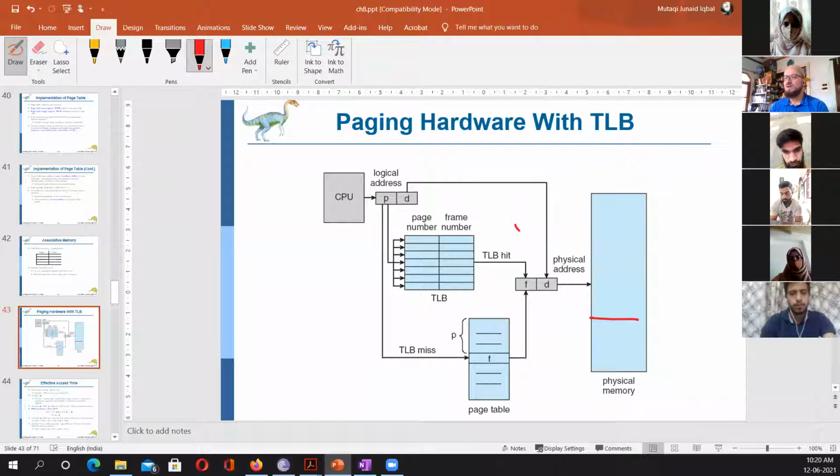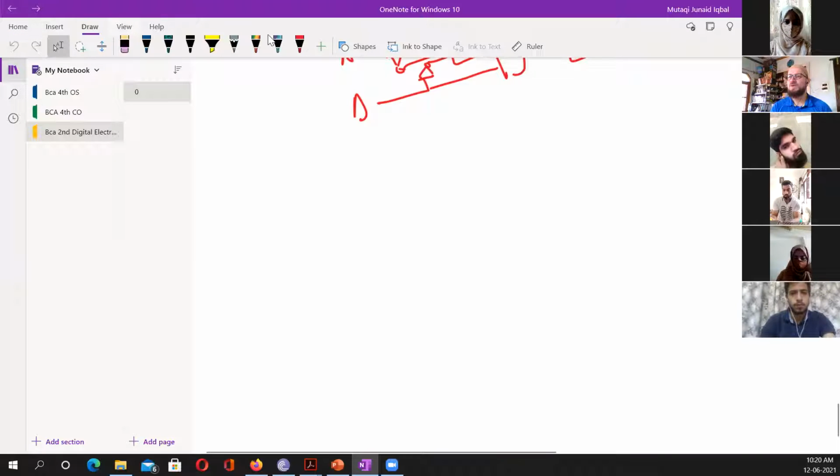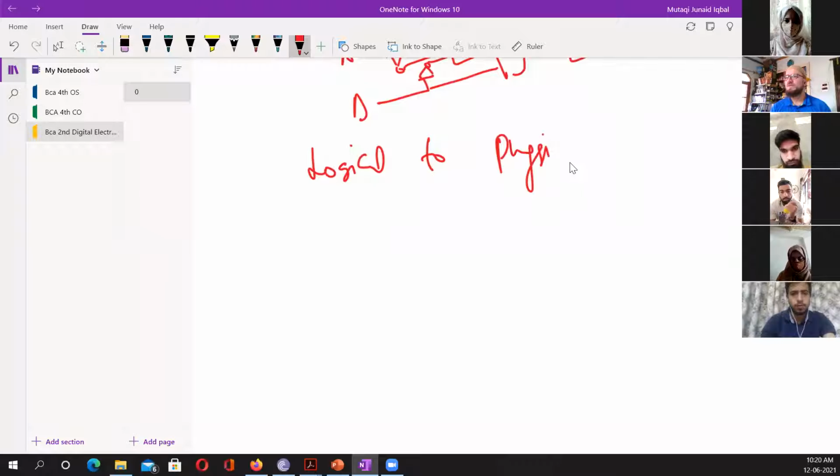So let us do a little example on this to understand how this logical to physical address translation goes on. Okay, so we are saying logical to physical address. Logical to physical address. So who will generate the logical address?